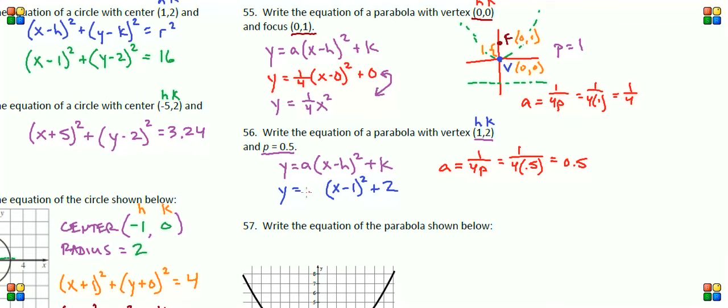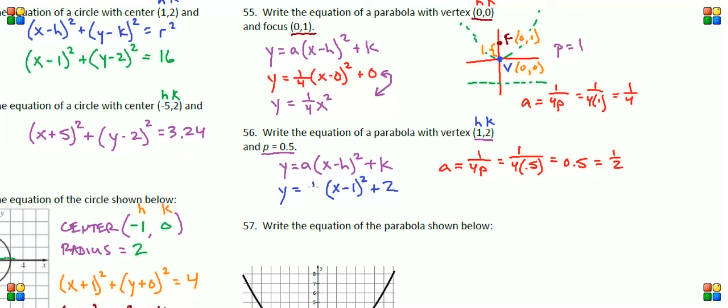Now I could write this equation with 0.5. That'd be totally fine. But I also know that 0.5 is the same as 1 over 2. If you would have just simplified this, if you would have just done 4 times 0.5 in the denominator, you would have ended up with a number 2. So our fraction for a is 1 over 2. Our decimal is 0.5. Either of them are possible answers on the test.